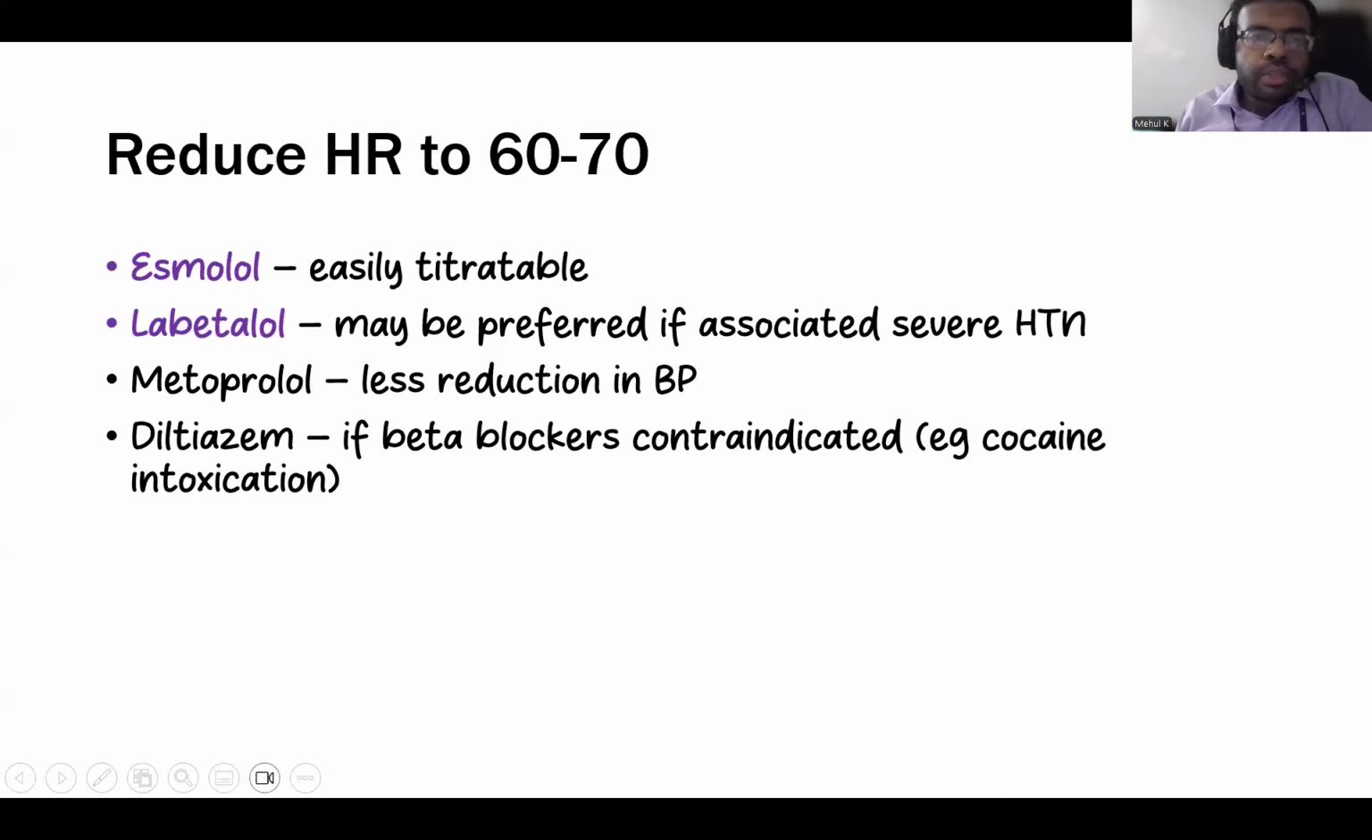So how do you reduce the heart rate? You have different agents. Mostly beta blockers are recommended. You have esmolol. Esmolol is nice because it is pretty easily titratable, with a rapid on, rapid off kind of effect. Another option is labetalol. Labetalol is good because it can help to reduce the BP as well, not just the heart rate. So it has a double benefit there. Other things, if you have neither available, maybe you can consider metoprolol. If beta blockers are completely contraindicated, then you can consider using diltiazem.